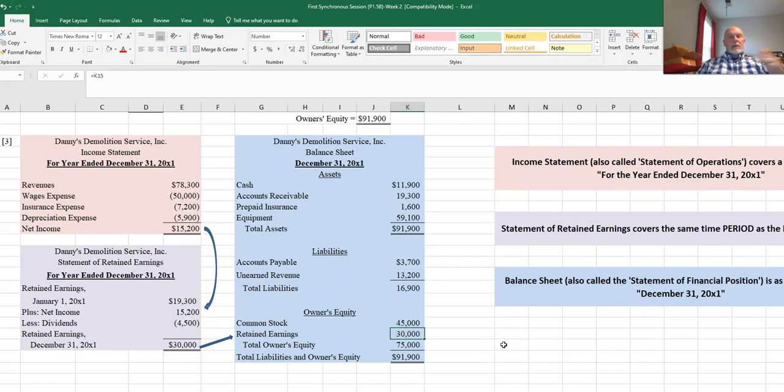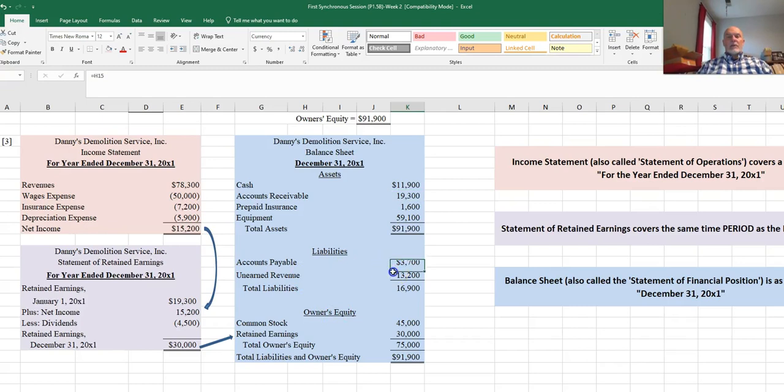A couple of questions I could ask about this. What if I said, based on these financial statements here, how much do customers owe us right now? Well, that would be accounts receivable, 19.3. Why do they owe that to us? Well, because we've already done that work. How much do we owe to other vendors for work that they did for us or for maybe product that we purchased? Well, that's accounts payable, 3,700. That's what we owe to others.